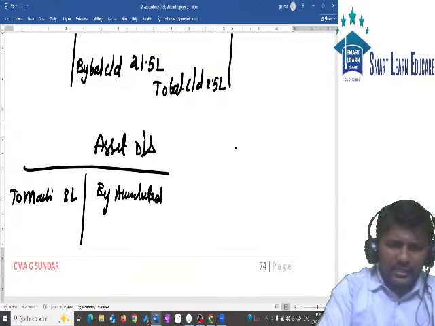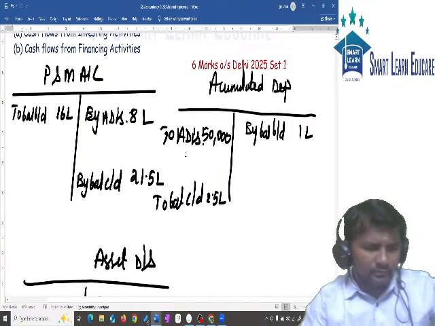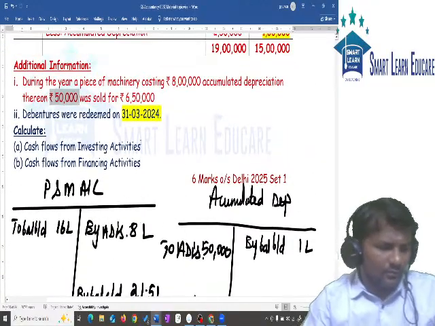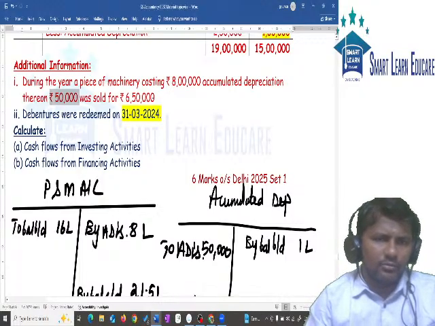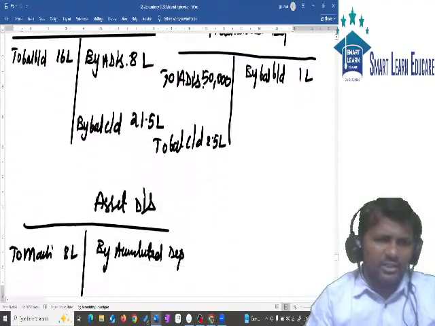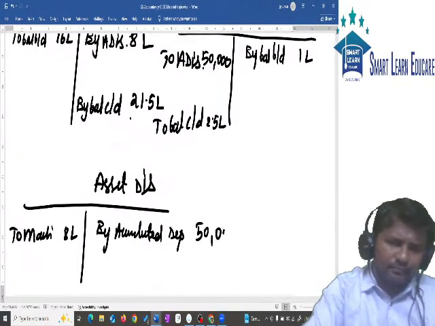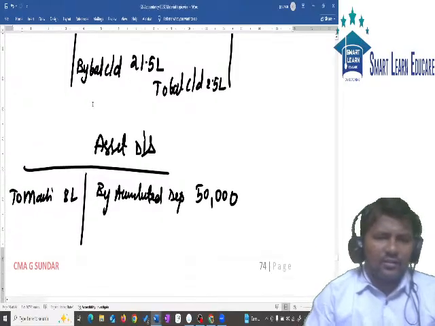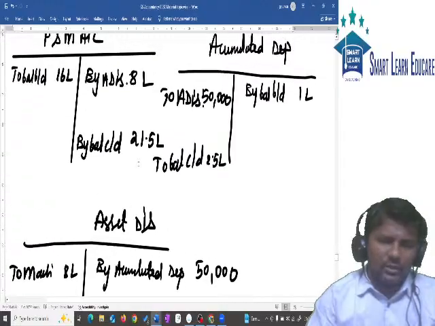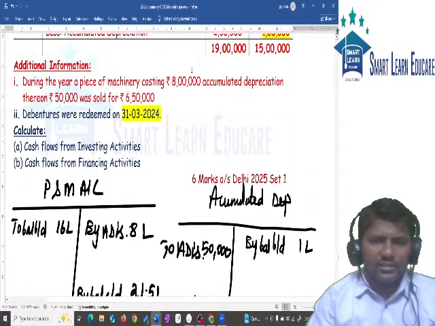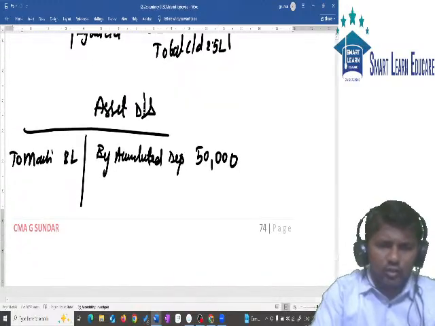By accumulated depreciation, how much amount is it? It is accumulated depreciation 50,000. I want to explain the second point. Opening balance 8 lakh. Asset disposal account: 8 lakh worth of asset, the accumulated depreciation is 50,000, and it is sold by bank.